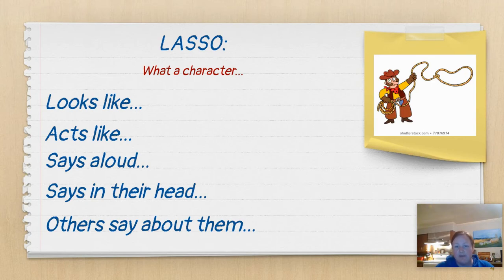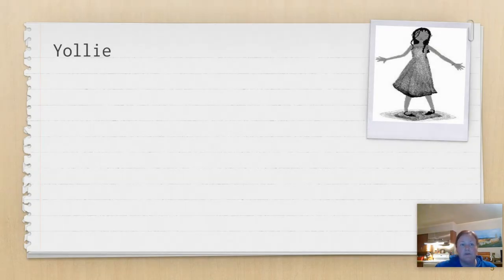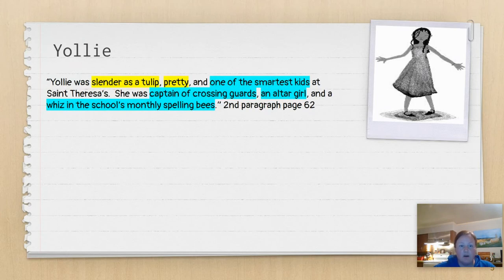So we need to do that for both Yollie and Mrs. Moreno. So let's take a look at Yollie first. You see Yollie up above in the picture? That is right after the rain drenched her dress. Our first piece of the text that we are going to analyze comes from the second paragraph on page 62.